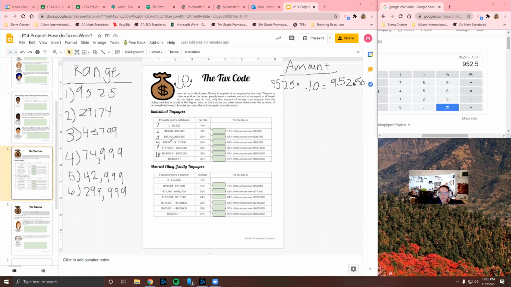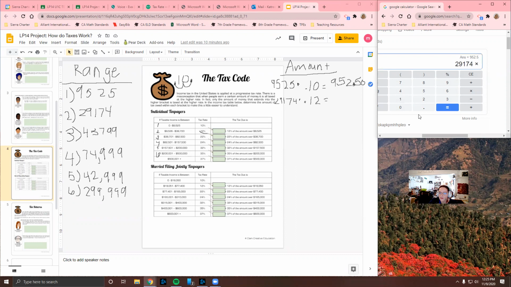Still not done, but we're going to keep going. So you want to find the amount for all of those. Do the same thing here. My 29,174, we got a 12%. So we're going to take that same number, 29,174, times the decimal this time, 12%, so 0.12. Do that multiplication, see what we get. Use the handy dandy calculator to help us.